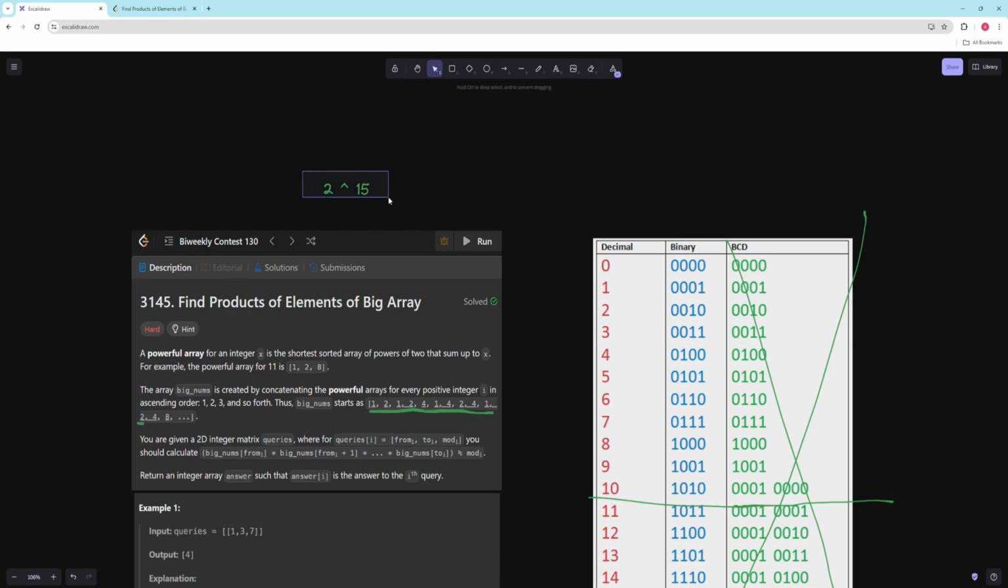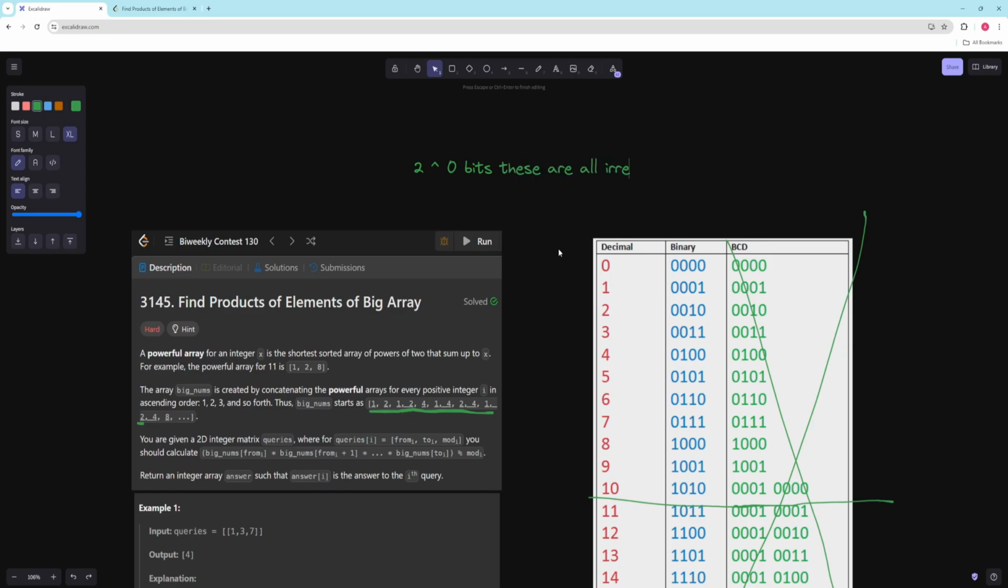So basically we're going to be doing the same kind of thing, this counting bits. But now all we have to know is how much our 2 is worth. So for every number of bits we find, let's say we're on the 2 to the 0 bits, obviously it doesn't matter how many we find here. These are all irrelevant, right? Because this is just 1, so 1 times whatever doesn't matter. It doesn't matter how many 1's we have in our big nums. It's not going to change anything.